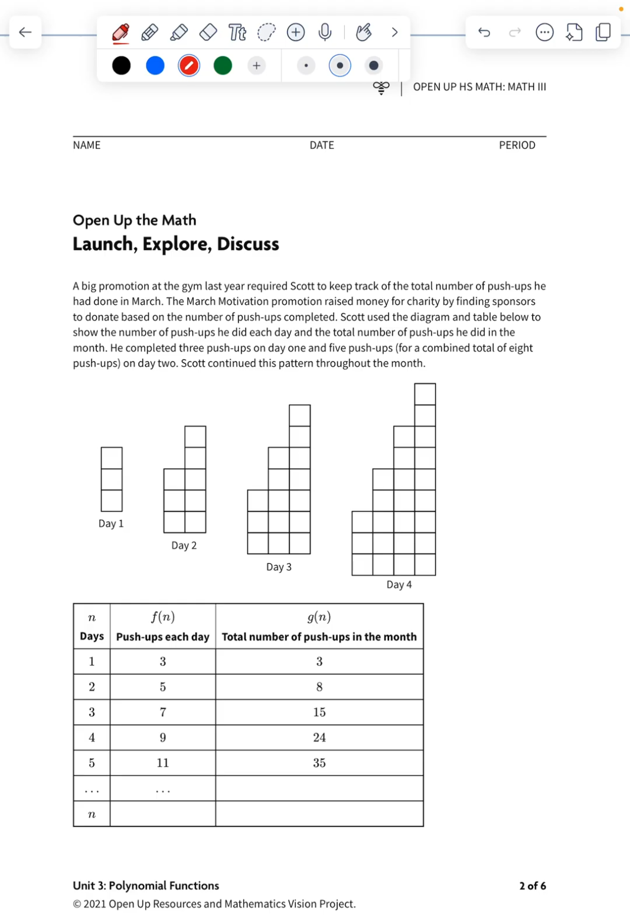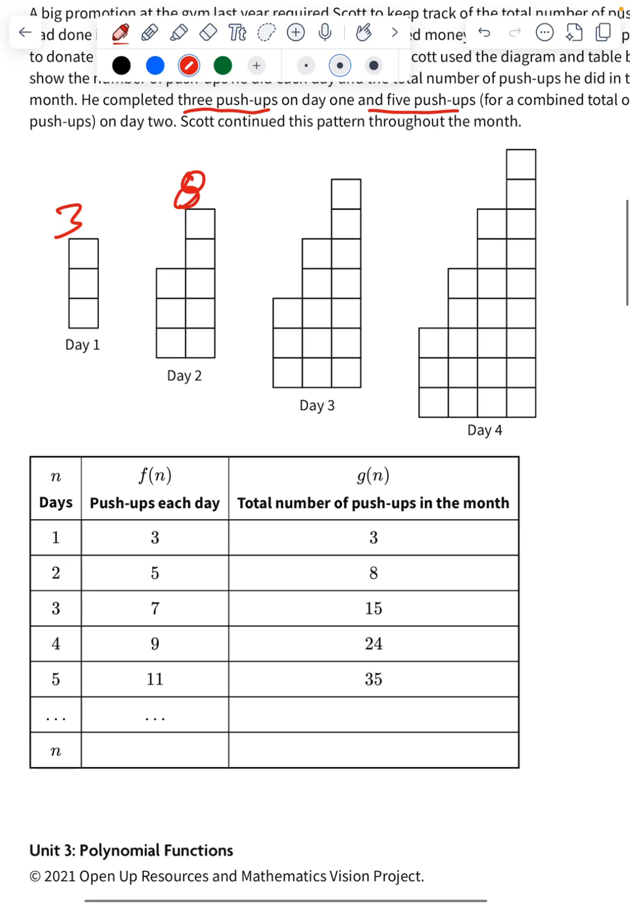He completed 3 push-ups on day 1, so same thing. He's still completing 3 on day 1. But now on day 2, he's going to do 8 push-ups. He's doing that because he did 3 for his day 1, and then he's going to do 5 more, or 2 more than he did on the previous day in addition to the original 3. So you can see here this g of n function, his table, well, he's got all of these things going on here now.